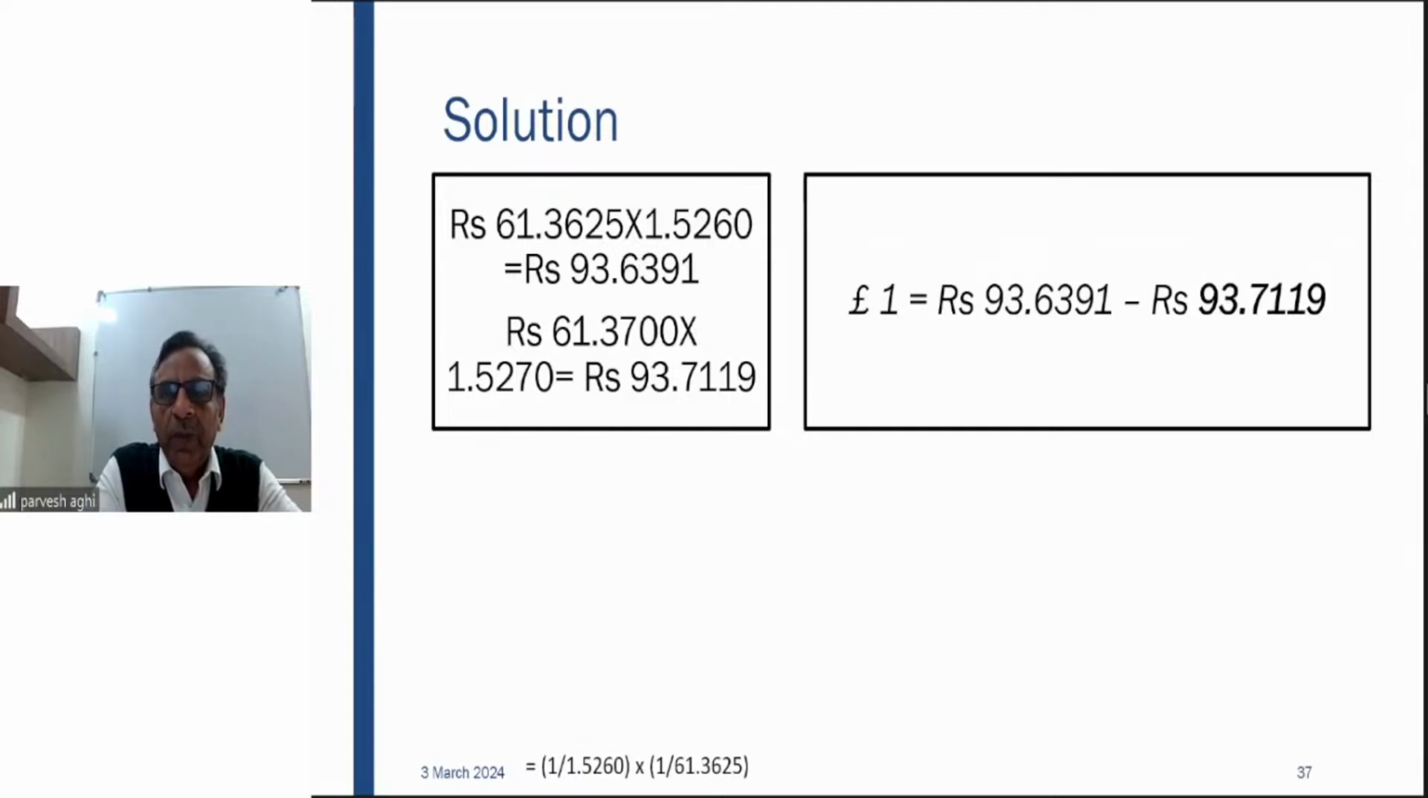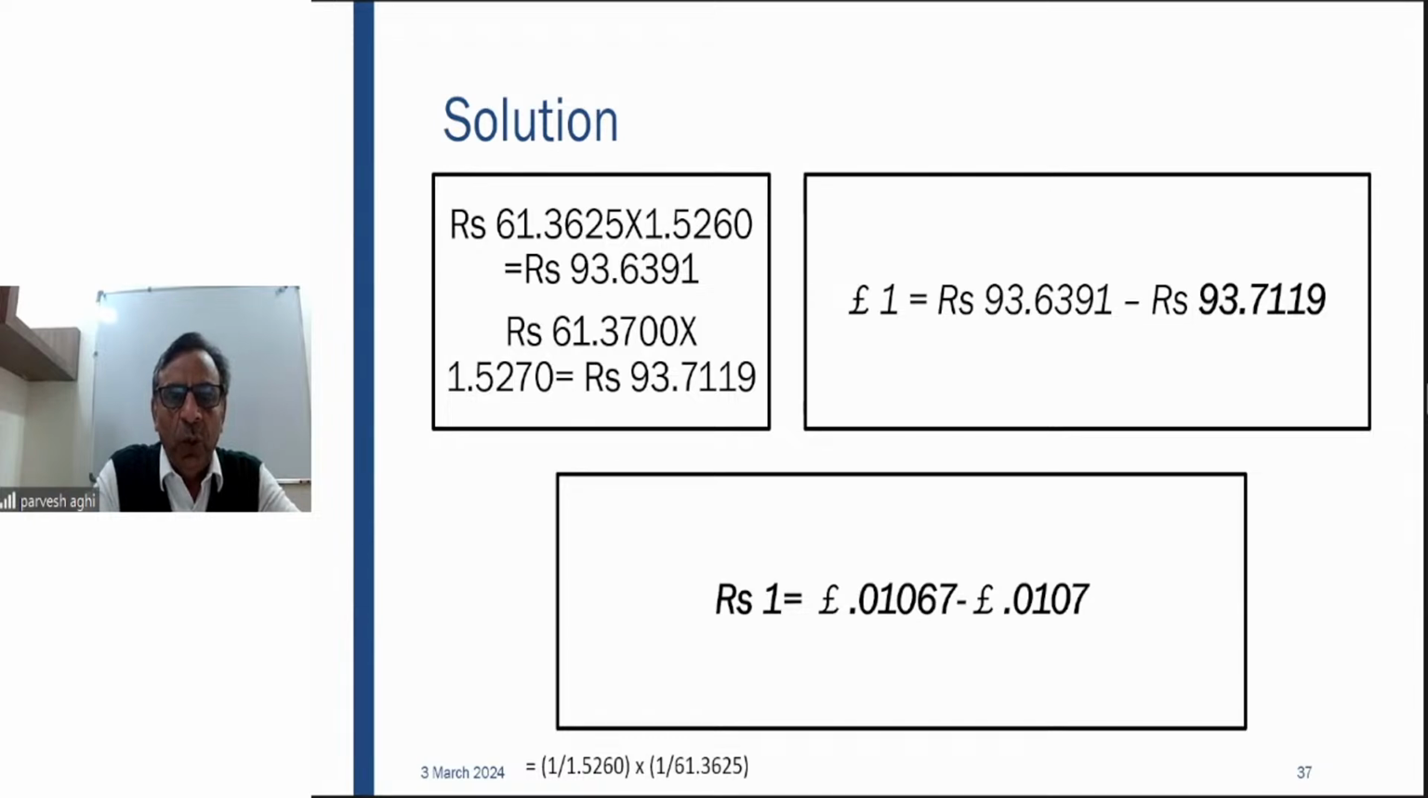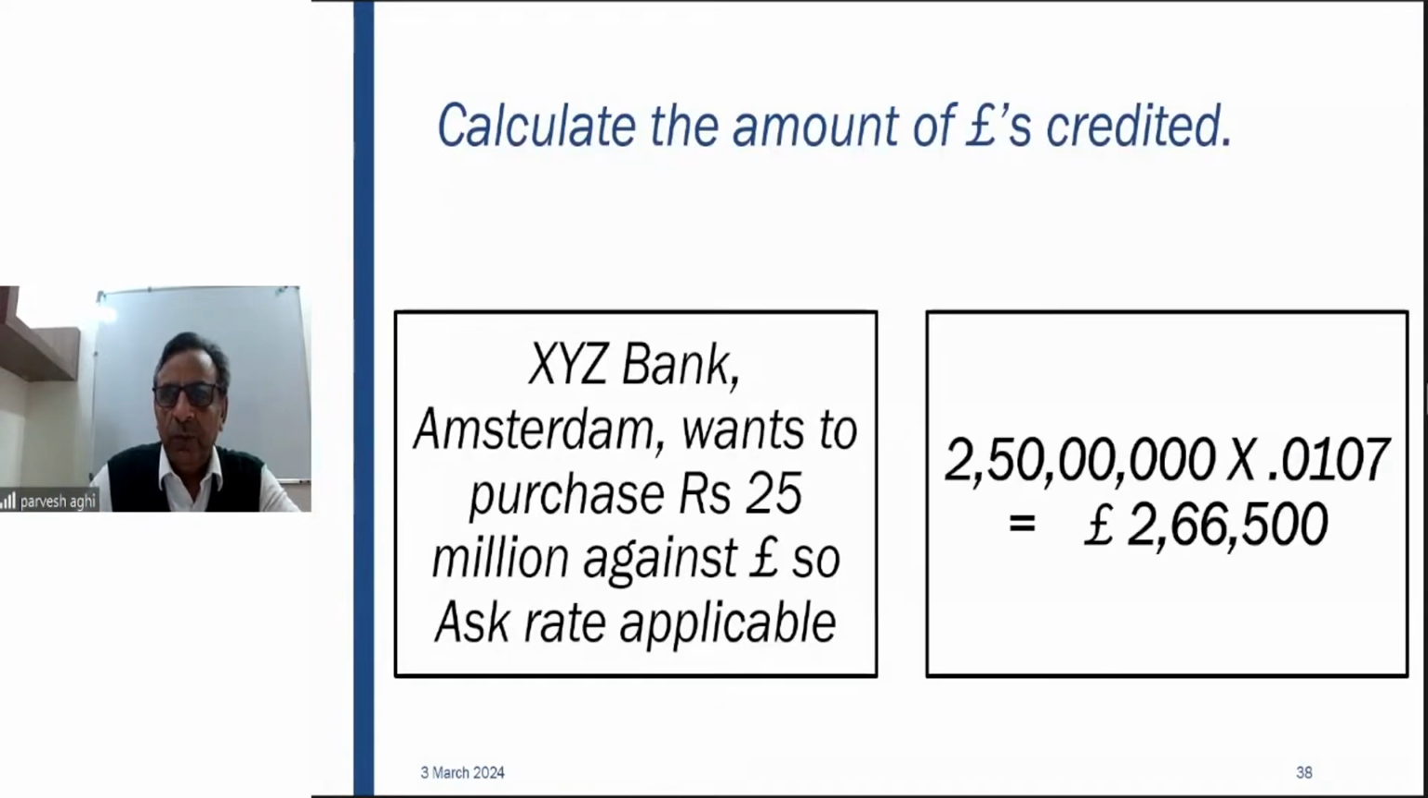If you look at the bid and ask, for 1 pound you have to shell out 93 rupees 7 paisa. But actually, you want it in the rupee quote. Since you have 25 lakh rupees, you want to convert that into pounds, so you need to buy pounds. When you buy pounds, your rate will be 0.0107. If you multiply by 0.0107, you can deposit this much money in your Nostro account. So calculate the amount of pounds to be credited to your Nostro account.